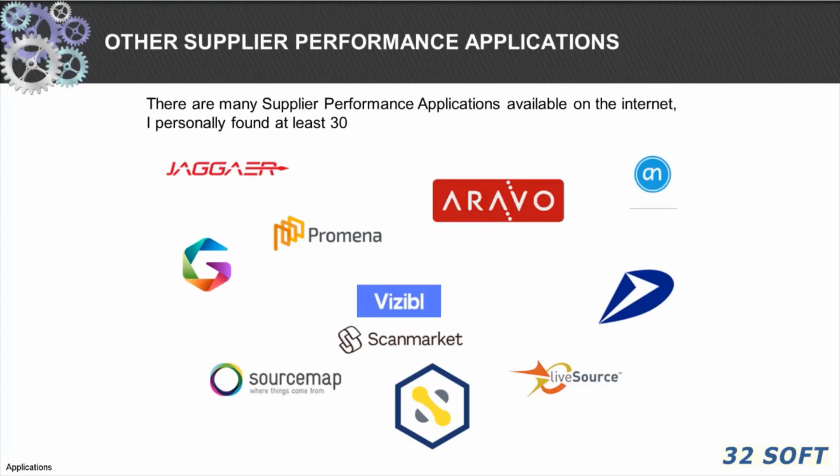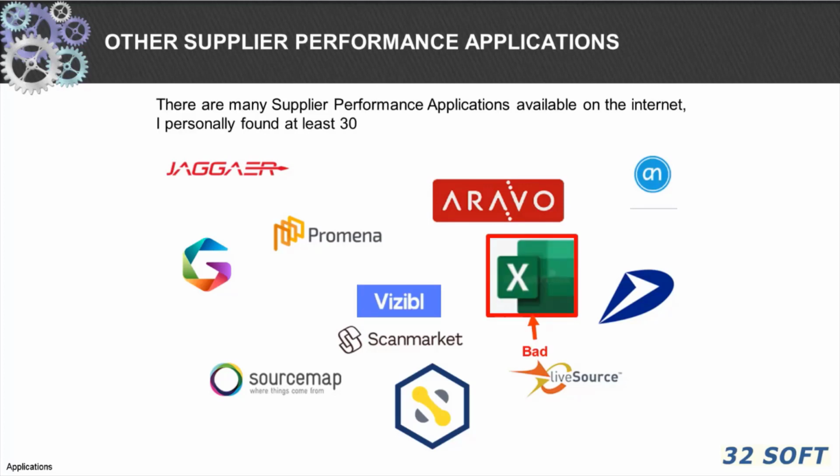There are many supplier performance applications available on the internet today. I personally found at least 30 of them. Your organization probably uses at least one. Here is probably one of the most common, but like last month we said with fixed assets, don't use Excel to do supplier performance. I would take a look at the functionality offered by the QAD Supplier Performance Module and compare it to what you have today. Remember, the 5.15 Supplier Performance Module is completely integrated with QAD's inventory and transaction processing.